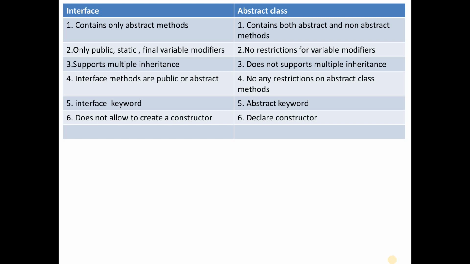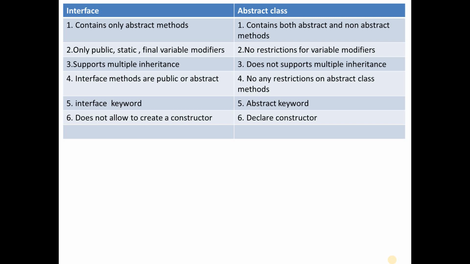To declare an interface, you have to use the interface keyword, same as a class: you declare class and then the class name, and here interface and then the interface name. So the interface keyword is used to declare interfaces. For an abstract class, the abstract keyword is written before class. Then, an interface does not allow you to create a constructor, but in abstract classes you can declare a constructor. So these are some differences between interfaces and abstract classes.